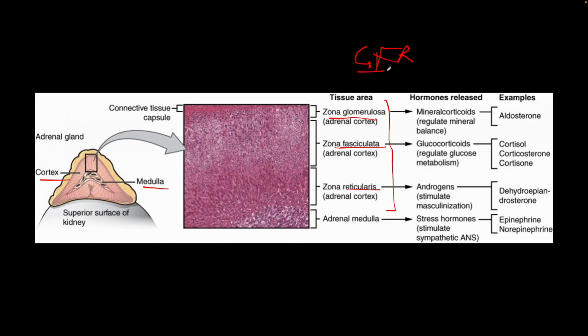For glomerulosa, fasciculata, and reticularis, from outside to inside, glomerulosa secretes mineralocorticoids, fasciculata secretes glucocorticoids, and the reticularis secretes androgens. Adrenal medulla, we know, is of sympathetic origin, and it secretes epinephrine and norepinephrine. And pheochromocytomas are adrenal medullary tumors. That's why they take up MIBG, and also because they are neuroendocrine in origin, they will take up Dotatate on a PET CT.